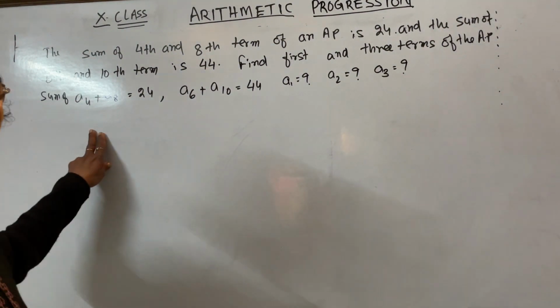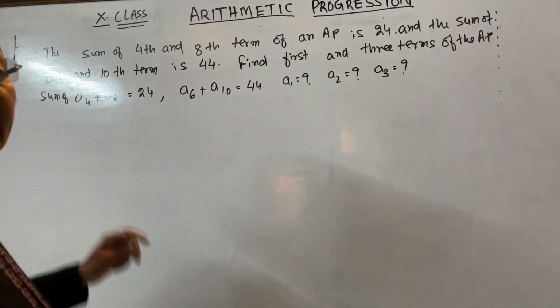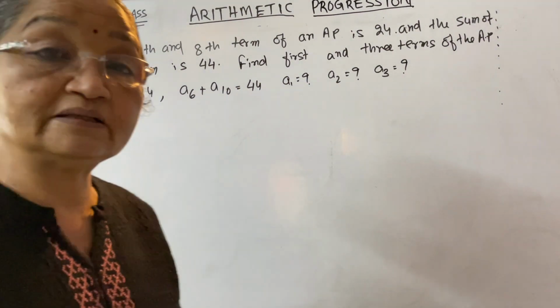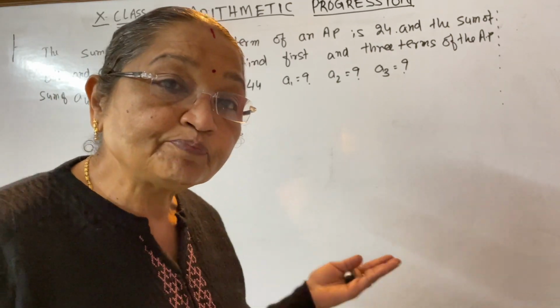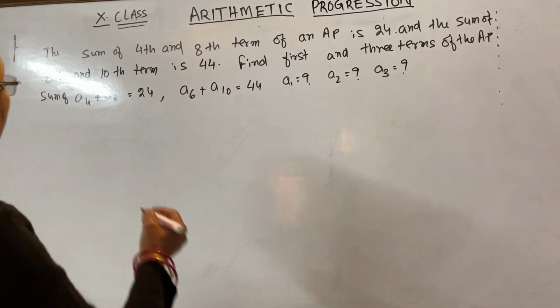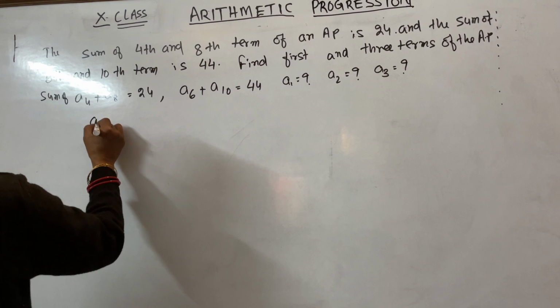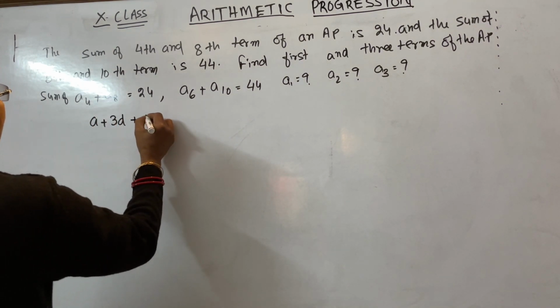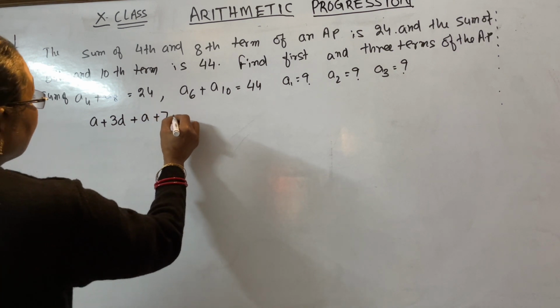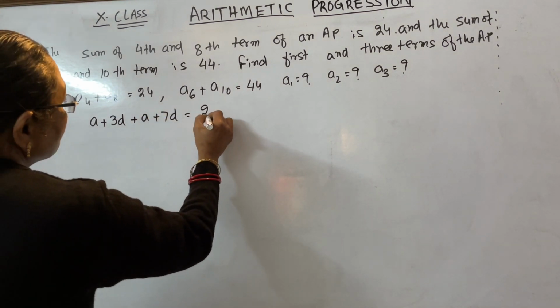Now we know that 5.2 we did it. A4 means what? To find D, what do we do? 4 minus 1 is 3D. So A plus 3D. Okay, we shall expand this one. A plus 3D plus this is A plus 7D is equals to 24.